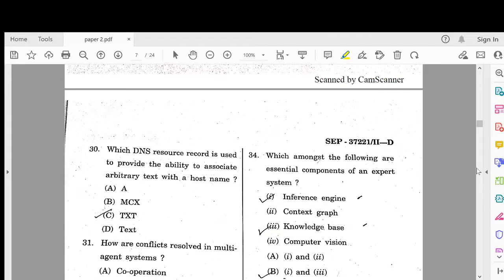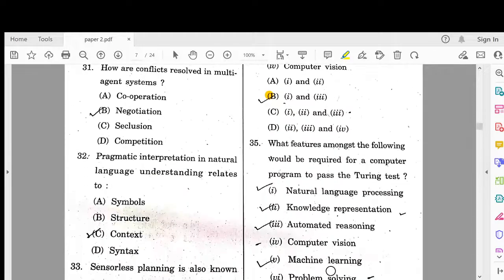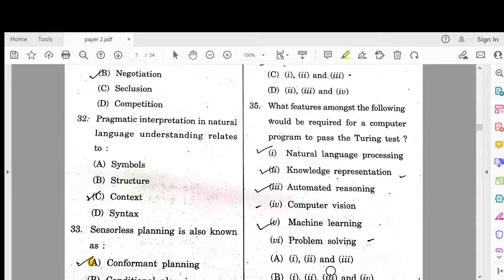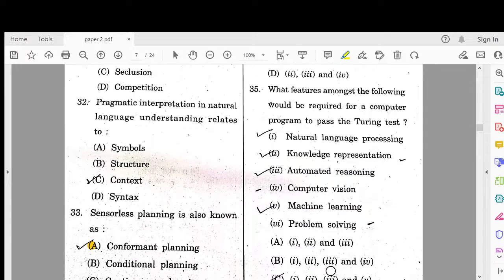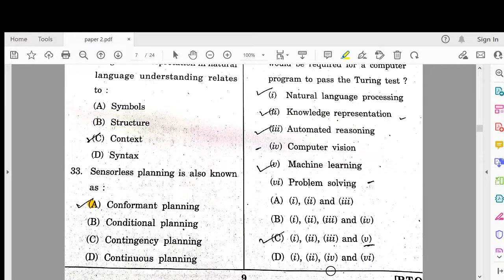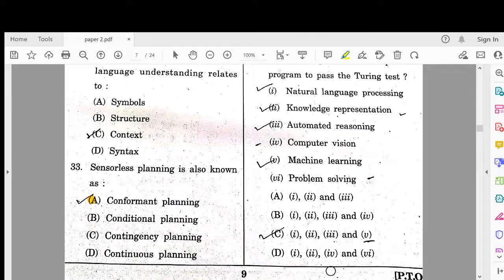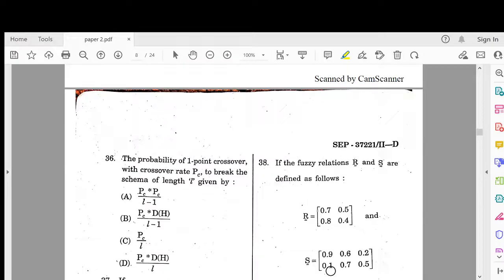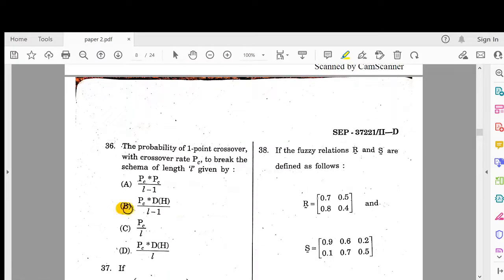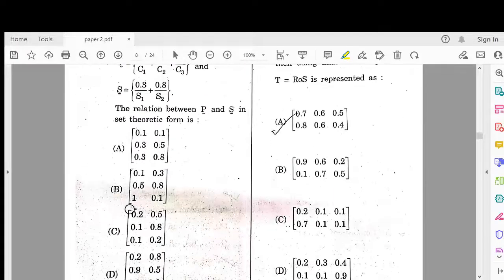Question number 34, inference engine, knowledge base. So the answer is option B, 1 and 3. Question number 35, which features the computer program to pass the Turing test? The answer is option C. Question number 36, it is based on the fuzzy logic. Option B is the correct answer. Question number 37, option A is the correct answer.